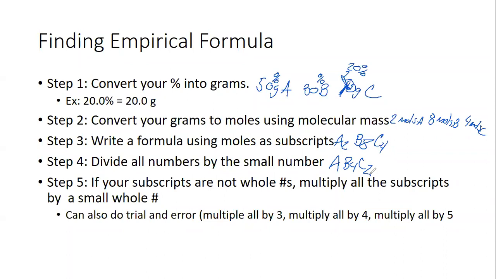If our subscripts were not whole numbers, we multiply all the subscripts by a small whole number. Here in my example, everything's a whole number, so we don't need to do that. But let's just say for an example, I got A2, B9, C4 for step 3 instead, and I divide everything by 2. I would get A, B4.5, and C2. Then you multiply everything by a small number: multiply by 2, by 3, by 4, until you get to a whole number. My example wasn't so great because I was thinking off the top of my head, but if you multiply everything by 2, you'd get back to your original, and that would be your empirical formula there.